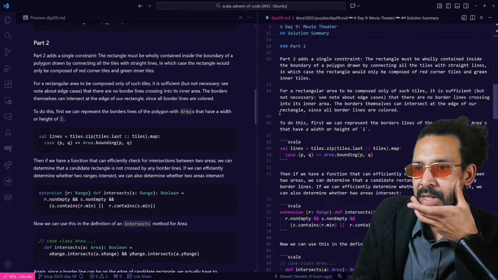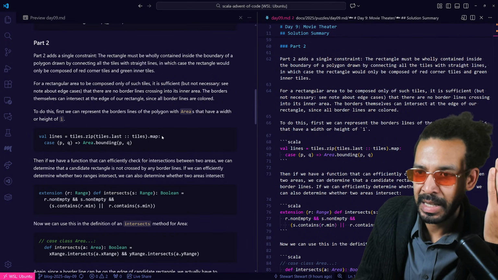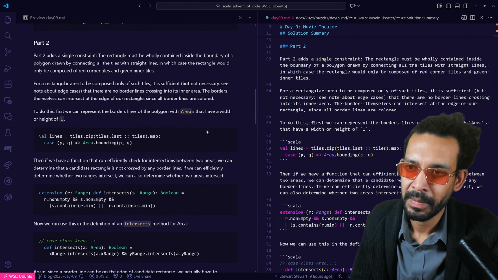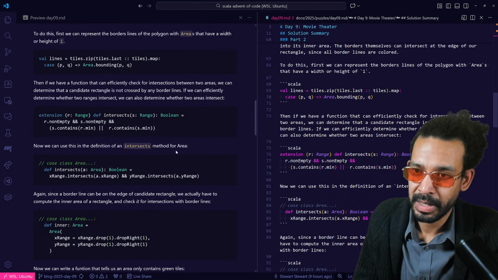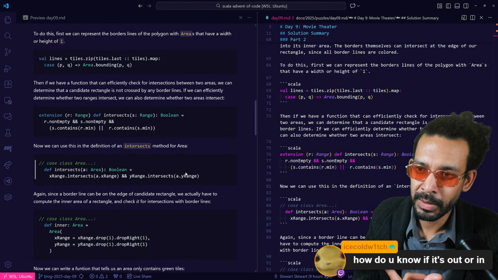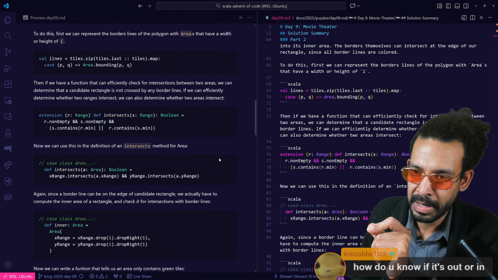So what I do here is I also represent each of those lines as an area, like a tiny skinny rectangle. And now all I have to do to check that a rectangle is green is check if it intersects with any of those smaller skinny rectangles, any of those boundary points.